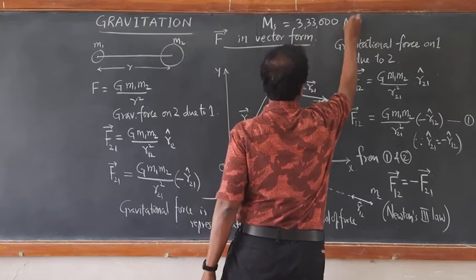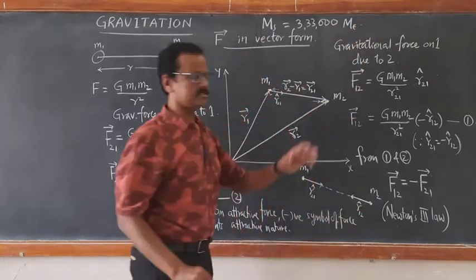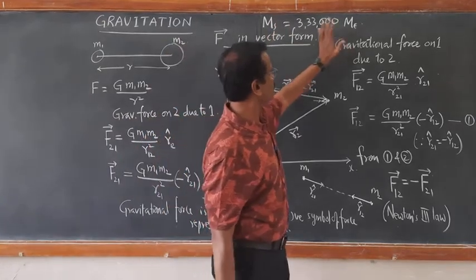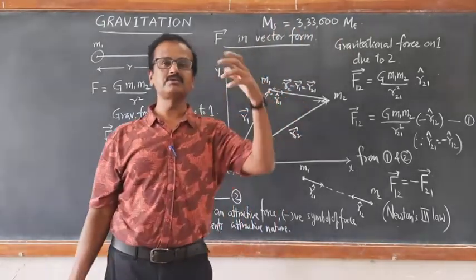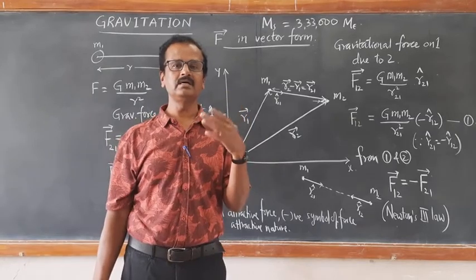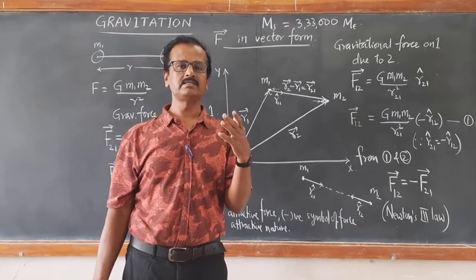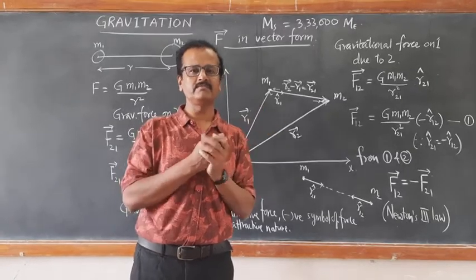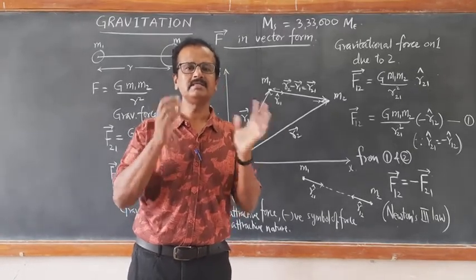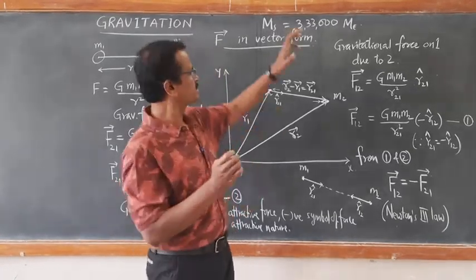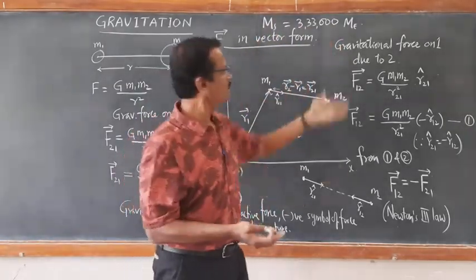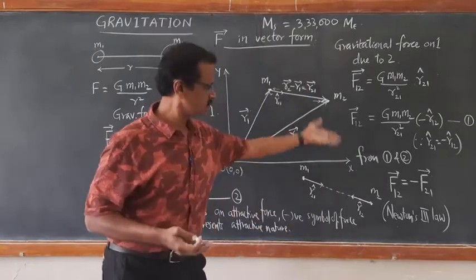times the mass of earth. The question will be asked, when there is interaction between the earth and the sun, whose gravitational force is more? Does the sun exert more force on earth, or does earth exert more force on sun? Both are exerting the same force. Force exerted by sun on earth is equal and opposite to the force exerted by earth on sun.